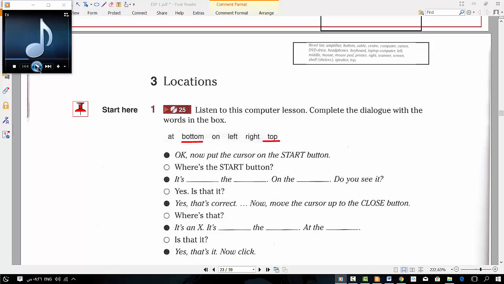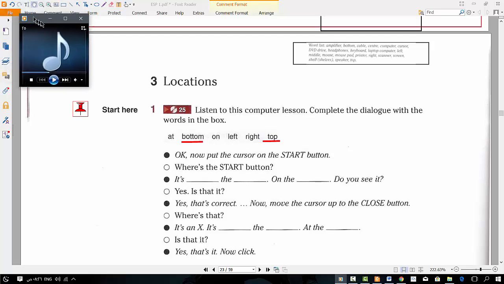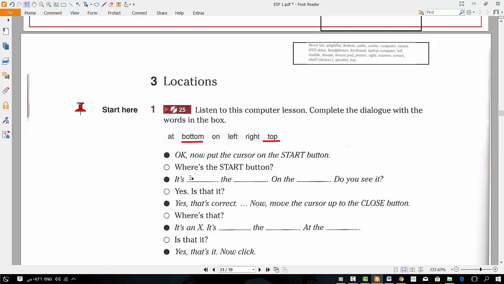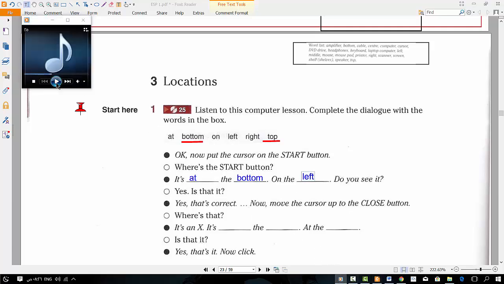It's at the bottom. On the left. At the bottom on the left. Do you see it? Yes. Is that it? Yes, that's correct.